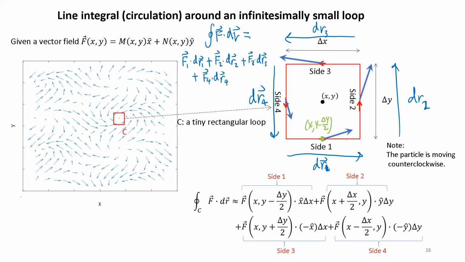Now for side 2, I need to consider this point over here. The coordinate of this point is x plus delta x divided by 2, y.